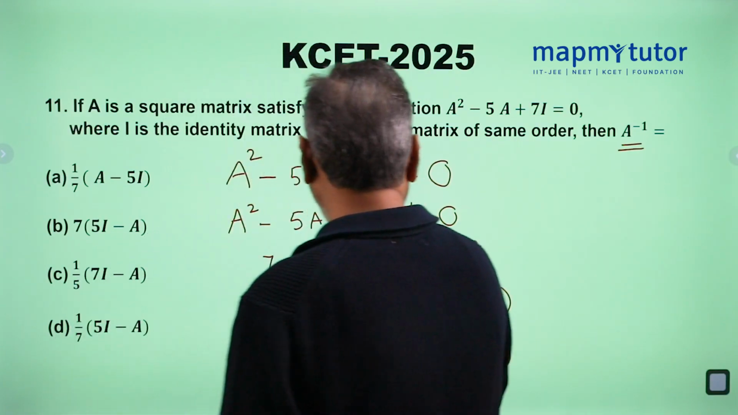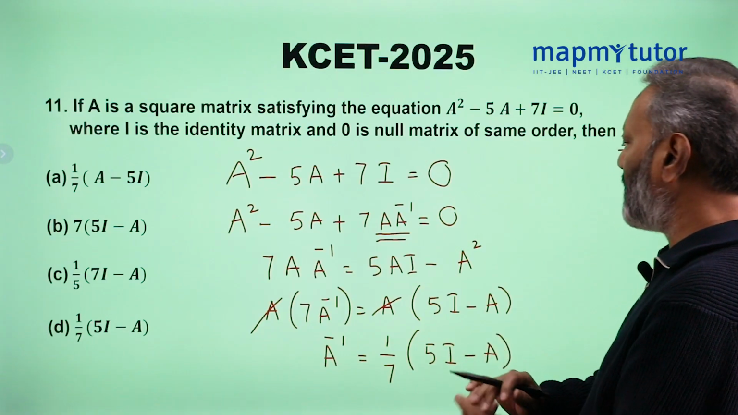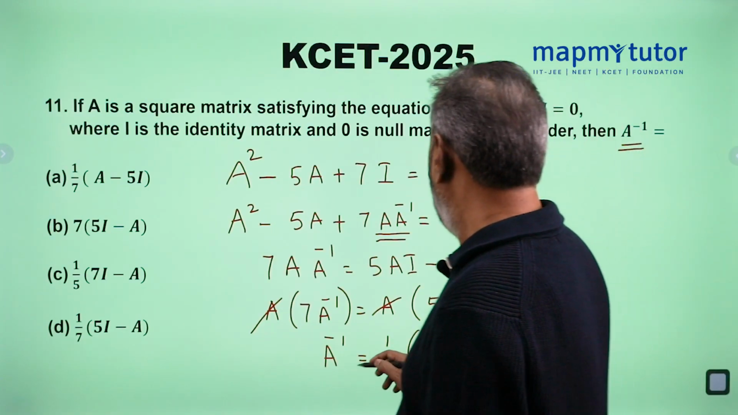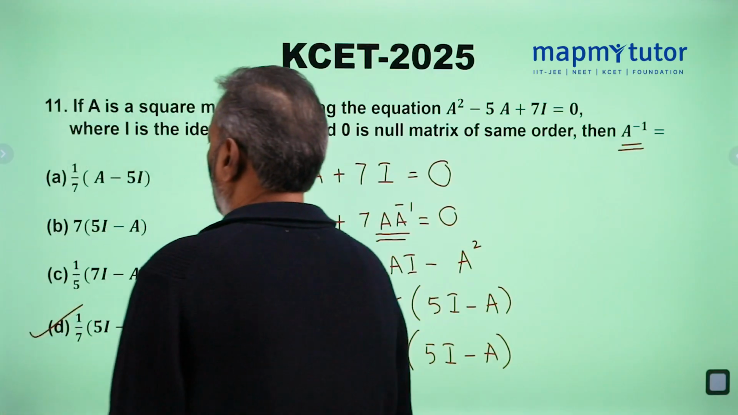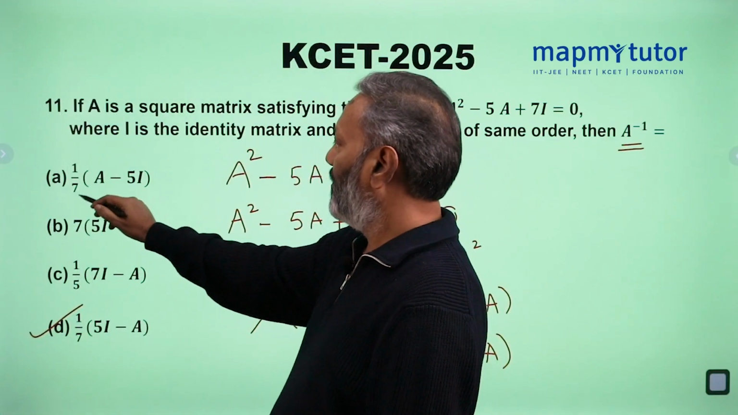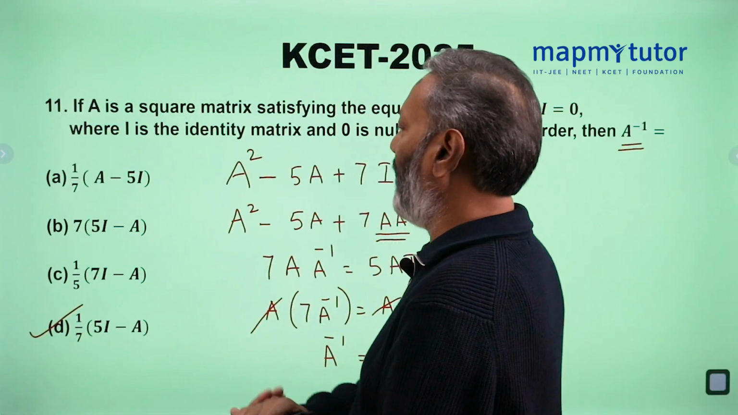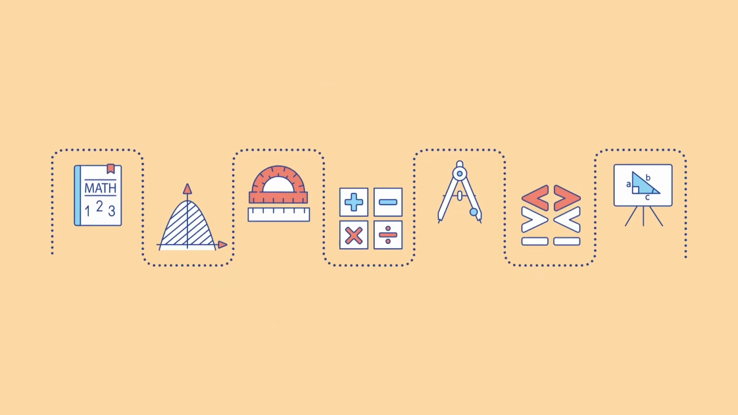So A inverse is what? 1 by 7 times 5I minus A. And that is option D. Very close to that is 1 by 7 into A minus 5I. Be careful, okay?